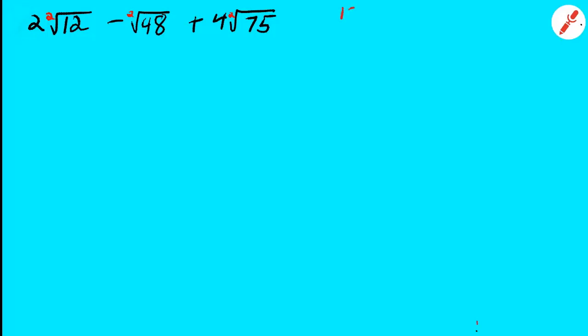All right, 12 will break down into 4 times 3, which is 2 times 2 times 3. There are 2 twos. So the square root of 12, now, see, it's being multiplied by 2, so I'm going to write 2 out here, and then times the square root of 12 can be written as 2 times the square root of 3. Now, I'm going to subtract the square root of 48.